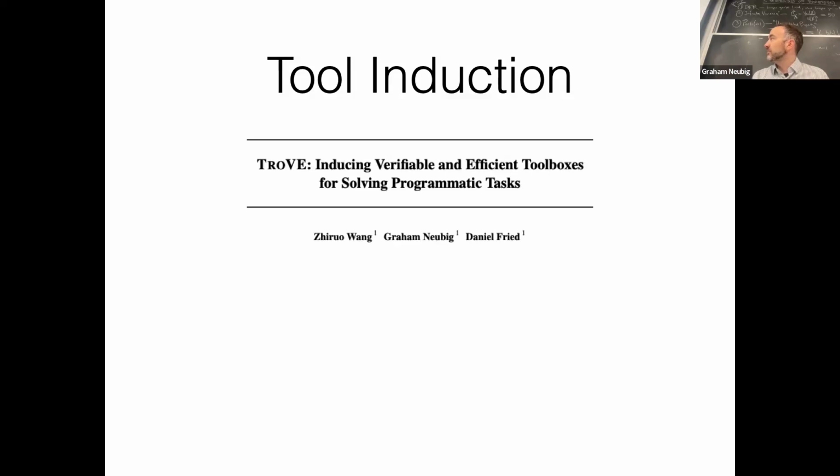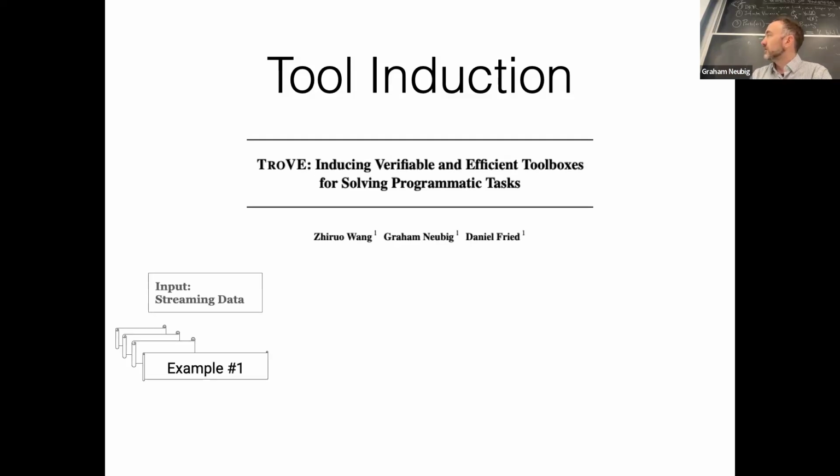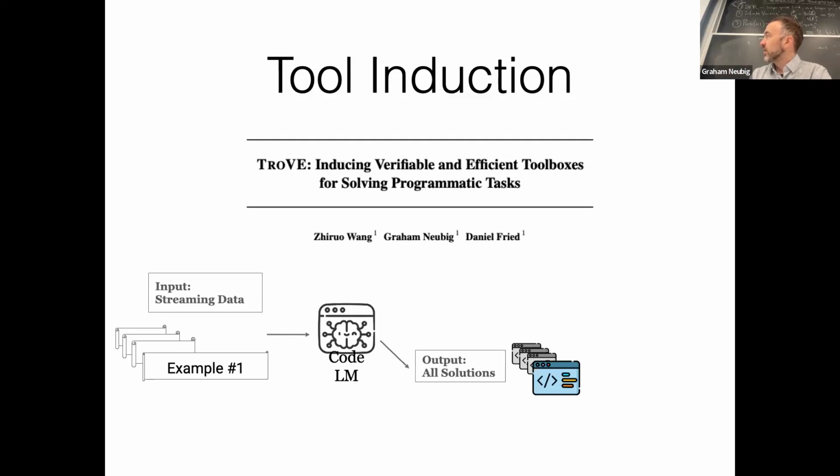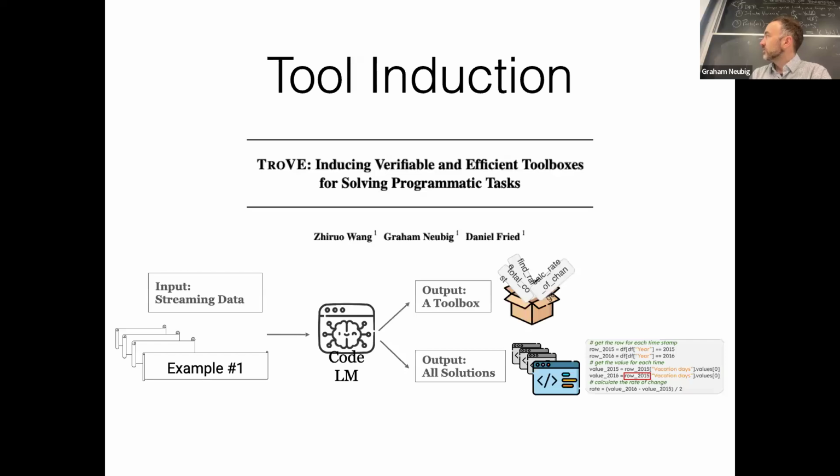Cool. A final thing that I'd like to talk about is, up until now, I was talking about tools that already exist and that you're incorporating into your workflows. But there's also a paper that we wrote recently called Trove, which tries to induce tools. So you start out with a stream of data. And based on that stream of data, you have a whole bunch of examples. You run it through a coding LM. You output a whole bunch of solutions. And based on these solutions, you also output a set of tools.